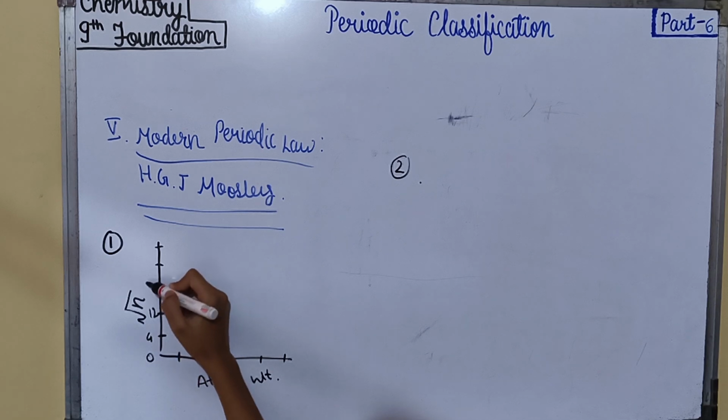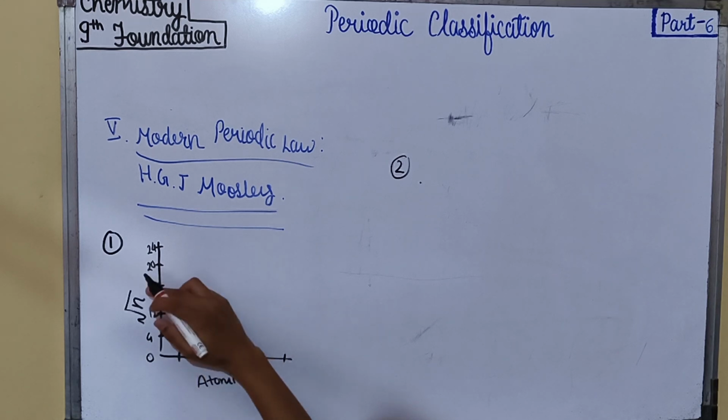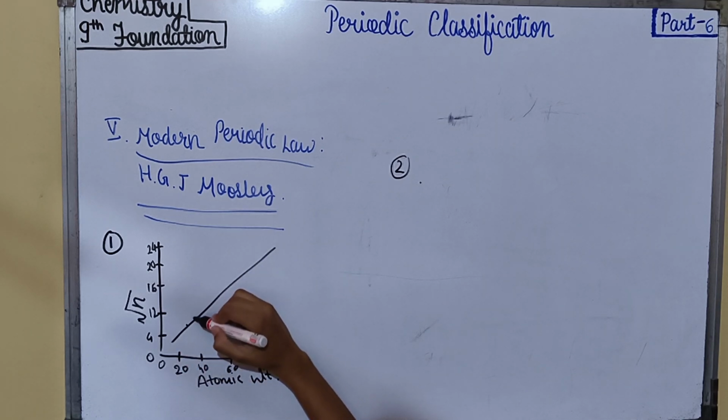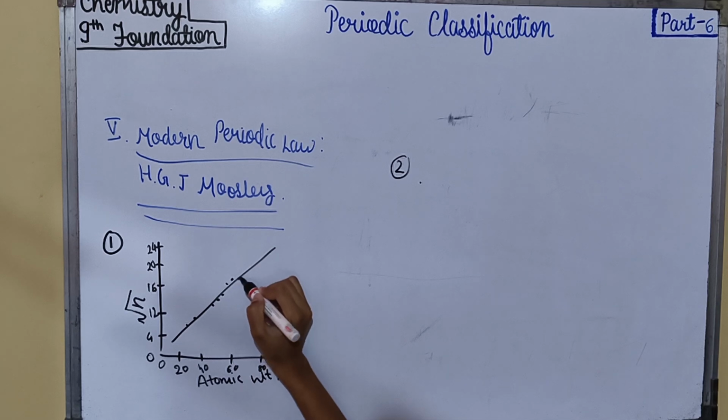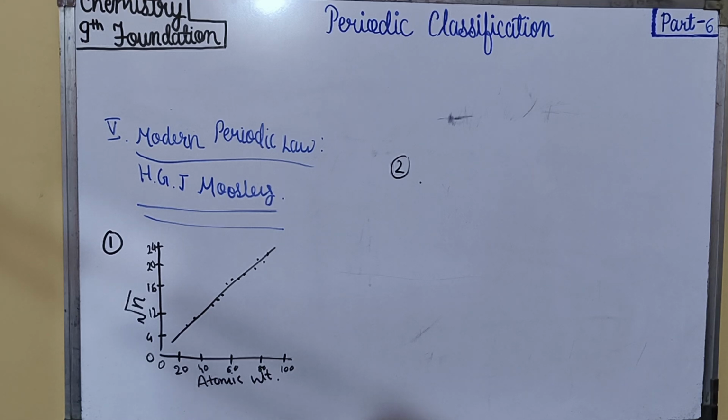This first graph was the square root of the frequency, that is root nu, of X-rays against atomic weights, and the graph it made was like this. The second graph was like this.